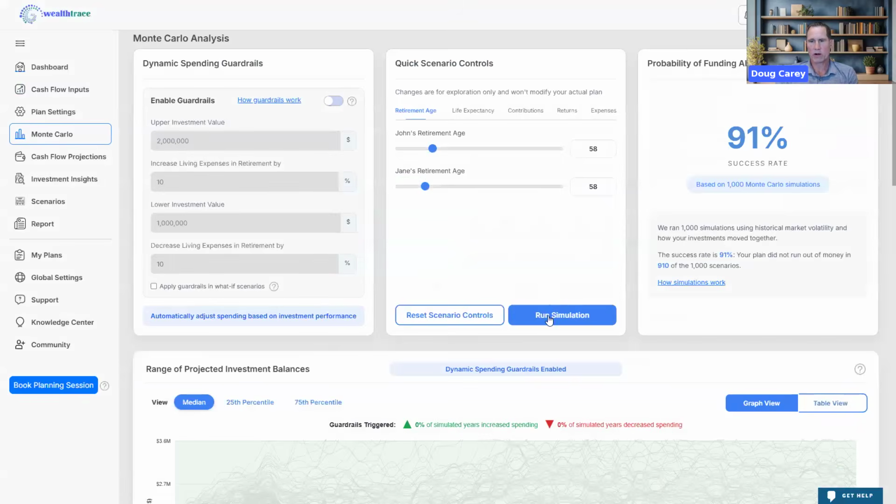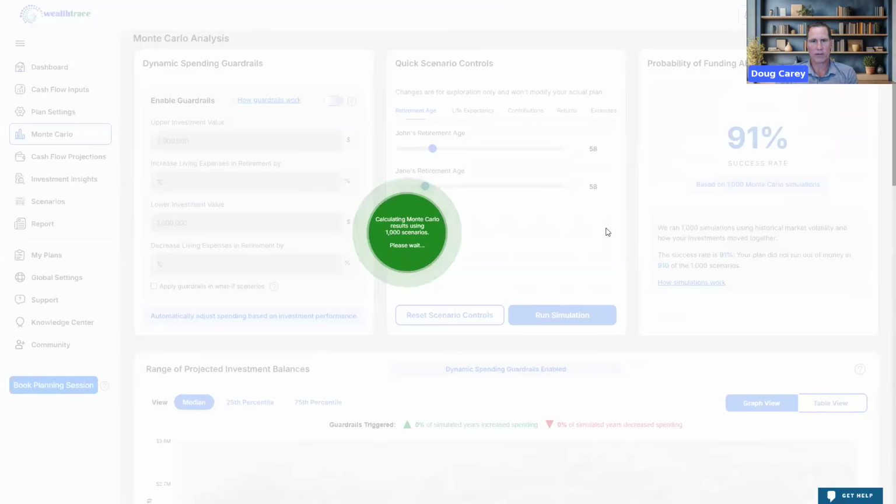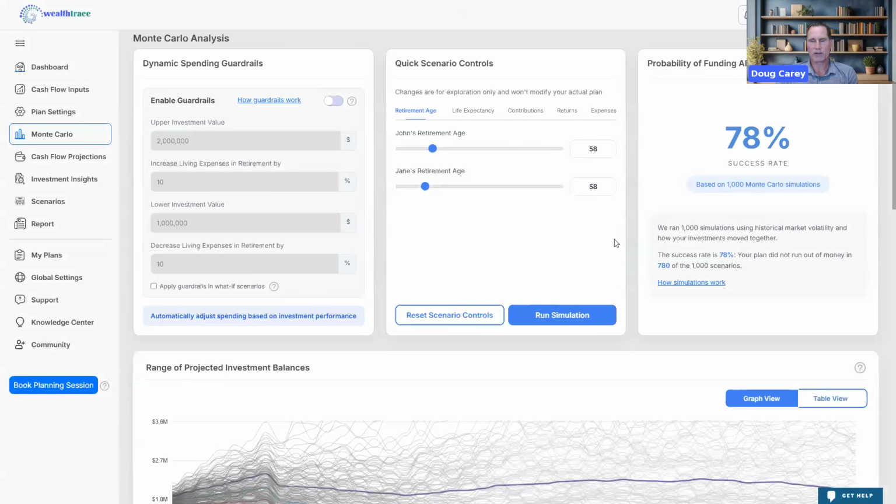So let me start by turning the guardrails off and run this. I reran it by just clicking run simulation here. So with no guardrails, their probability of never running out of money, what we call the success rate, is 78%. So in the scenarios they do run out of money 22% of the time.